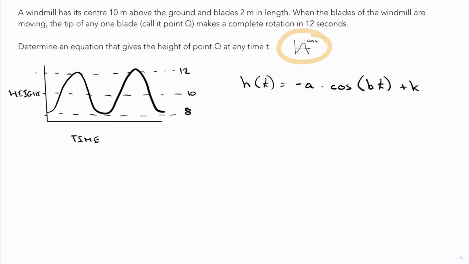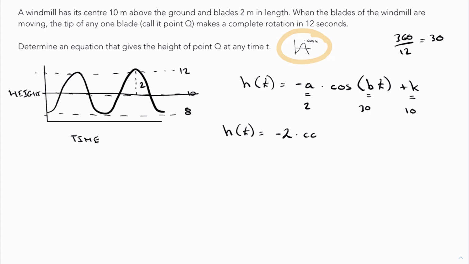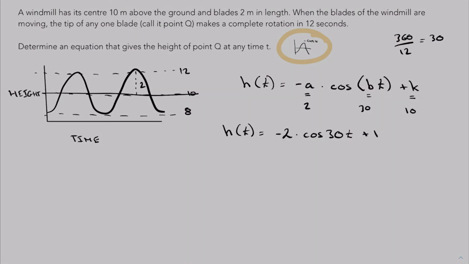So what can we add in? The a value is going to be the amplitude. That is simply 2. The b value is going to be 360 divided by 1 cycle, and that will give us 30. And the k value is just where the middle is, which is the sinusoidal axis of 10. So our equation, h of t, is going to be negative 2 times cosine of 30t plus 10.